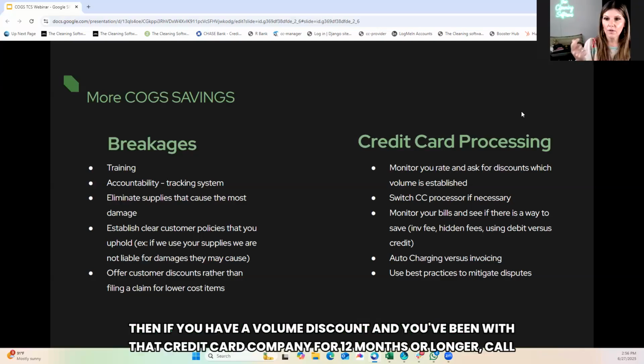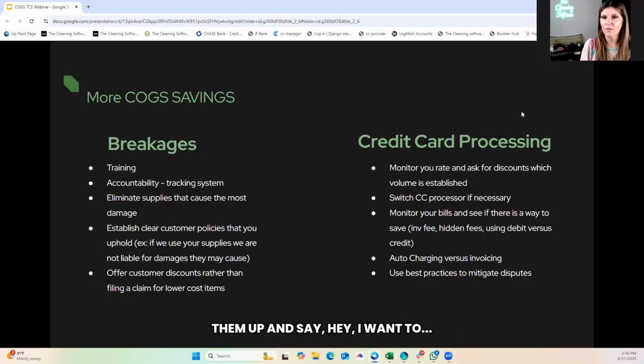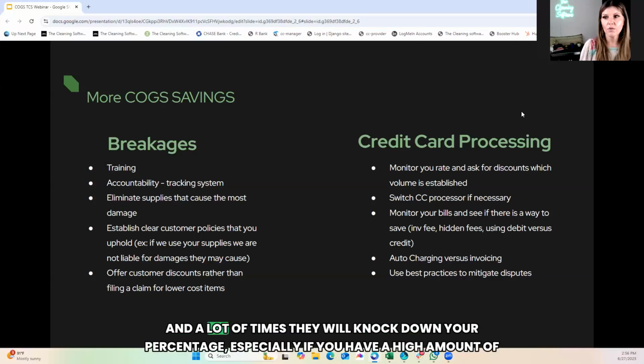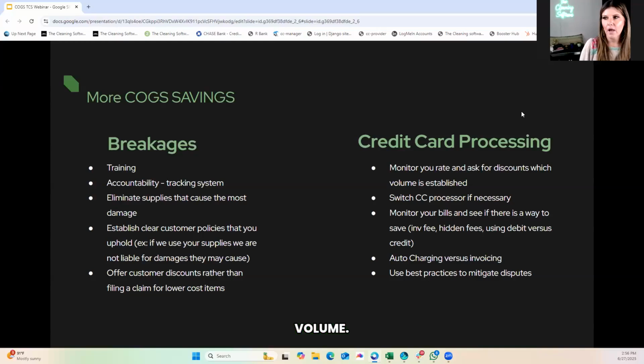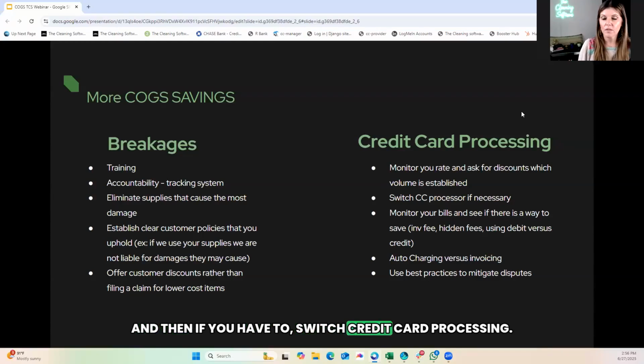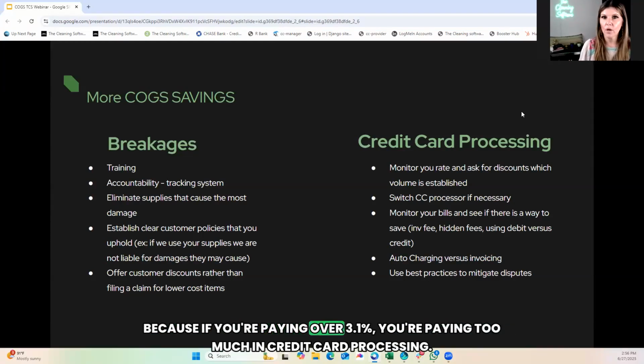And then if you have a volume discount and you've been with that credit card company for 12 months or longer, call them up and say, hey, do you offer any kind of discount? I'm thinking about switching. A lot of times they will knock down your percentage, especially if you have a high amount of volume. And then if you have to, switch credit card processing, because if you're paying over 3.1%, you're paying too much in credit card processing.